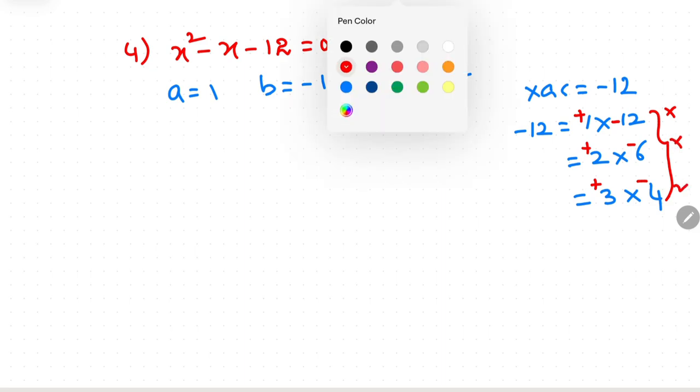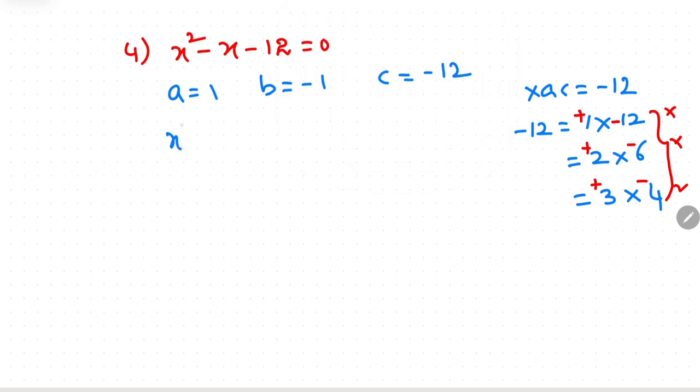Now coming to the question. So x square, out of these two terms we are having one negative, another one positive. So whenever we have one term negative and another positive, we have to go with the negative only. Okay, we are choosing the negative factor, next the positive factor.